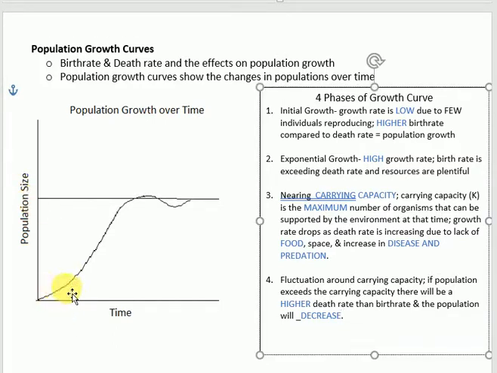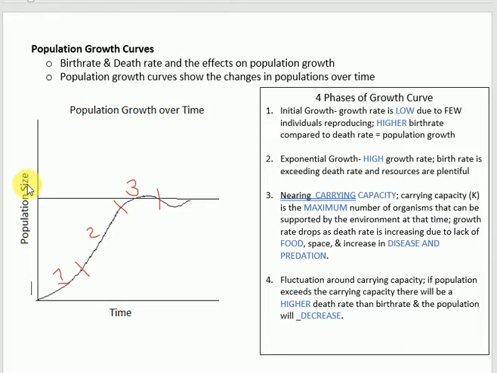So from right here to about right there, this is your phase 1. And you can see, as it says, growth rate's not very big. Few individuals are reproducing. So from here to about here, this is phase 2. And again, exponential growth, very high growth rate. Birth is exceeding death. So from here to about here, this is phase 3.